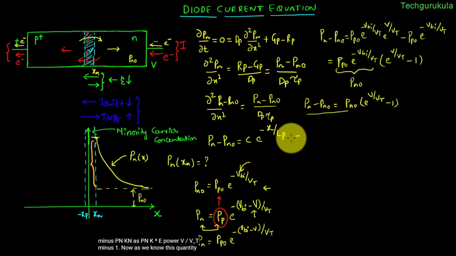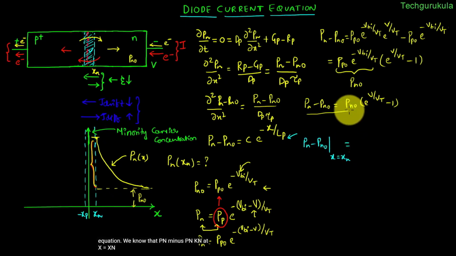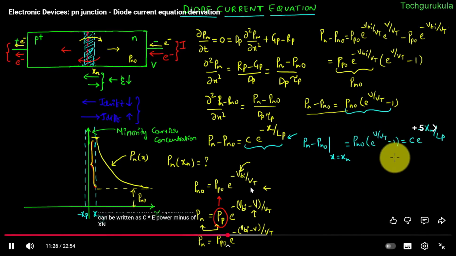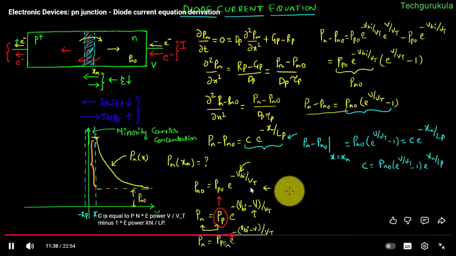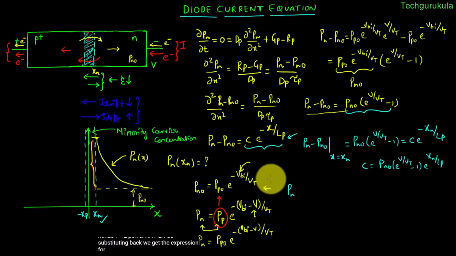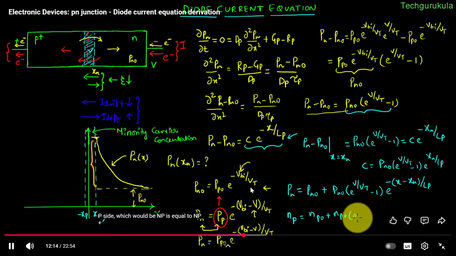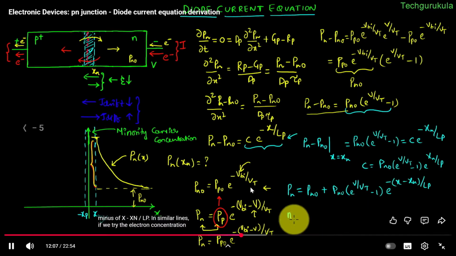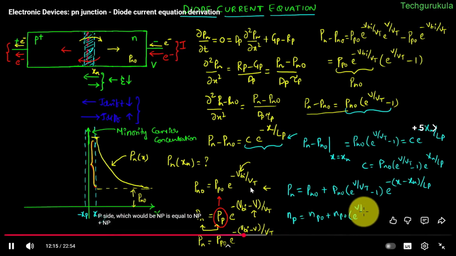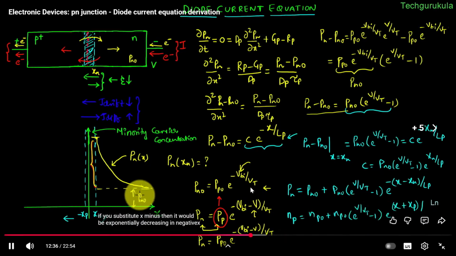Now, as we know this quantity, let us find the constant C in this equation. We know that Pn minus Pn naught at x equal to xn should be equal to this quantity, Pn naught times (e power V over Vt minus 1) times e power xn over Lp. So substituting back, we get the expression for Pn of x as Pn naught plus Pn naught times (e power V over Vt minus 1) times e power minus (x minus xn) over Lp. In similar lines, we can find np naught at xp over Ln in the negative x direction.